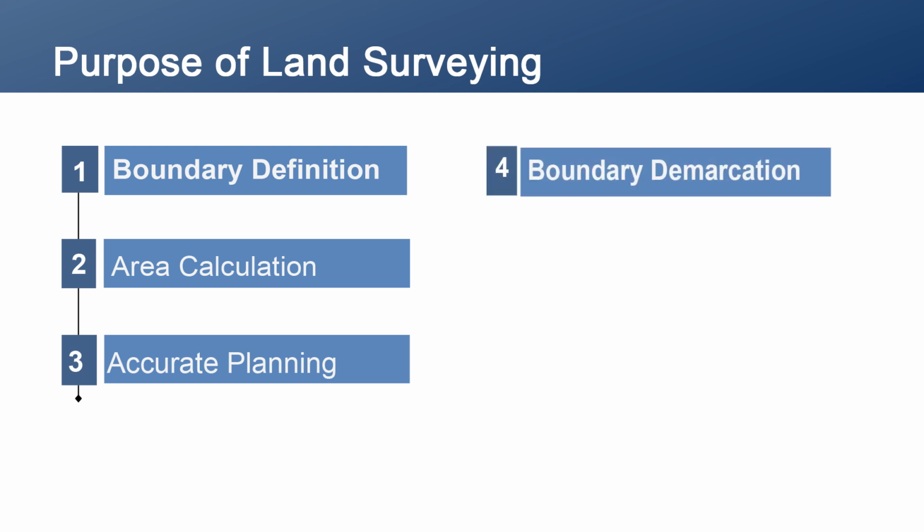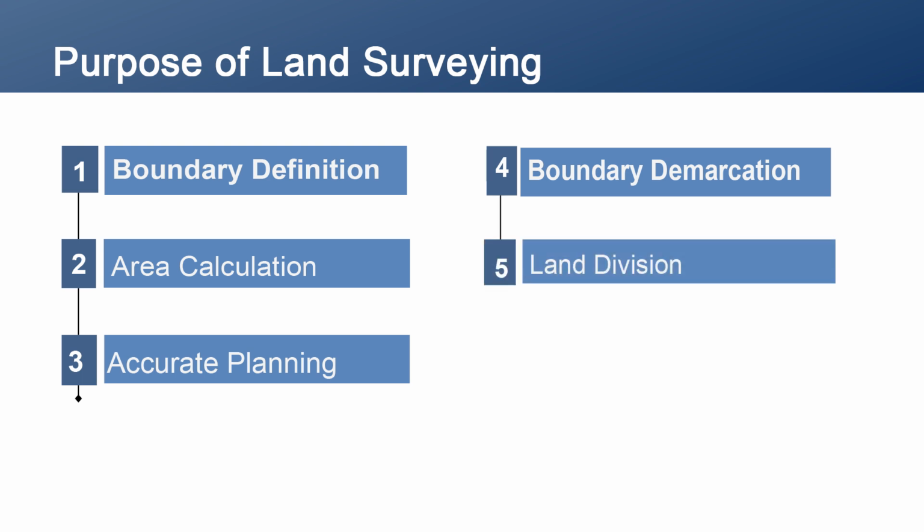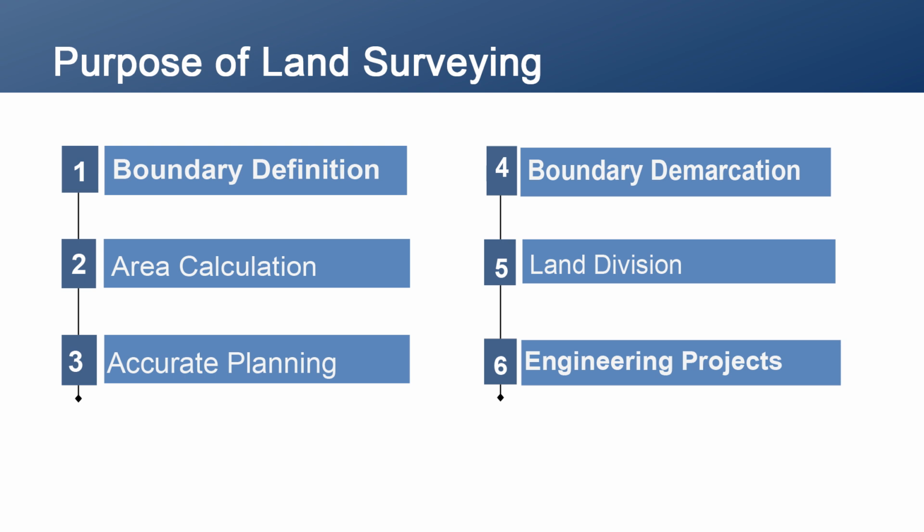Next, boundary demarcation. Sometimes land has already been surveyed, but boundaries need to be re-established, and this survey ensures that boundaries are marked accurately. Next, land division. If you are dividing a larger plot into smaller units, land surveys help to do this accurately. Lastly, land surveys are vital for engineering projects like aligning roads, railway lines or canals. They provide the necessary data to execute these projects efficiently.